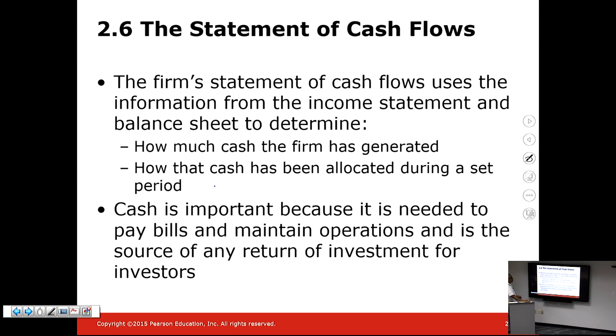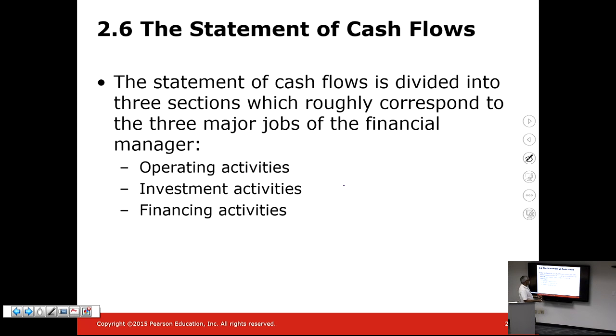Another type of statement that is included in a company's financial records is what is called the statement of cash flows. The statement of cash flows is essentially not any new information. It uses the information that comes from the income statement and the balance sheet to determine how much cash the firm generated and how the cash was allocated during that period. And the reason this is done is because cash is king. At the end of the day, what is tangible is the cash value, not some accounting book value. So that's why it is important to restate everything.